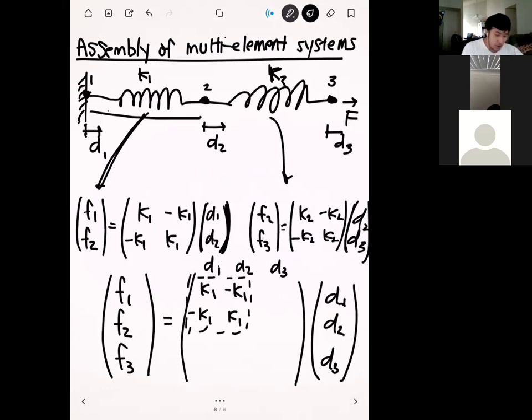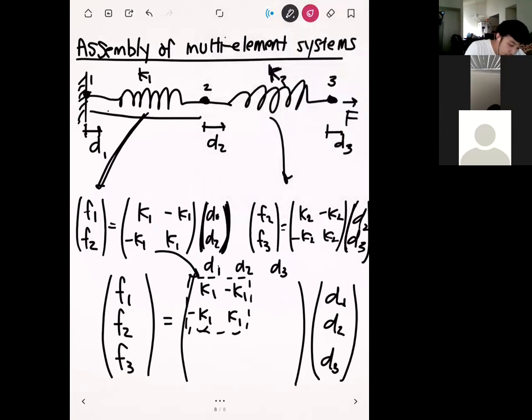What I've done right here is I've taken the element stiffness matrix from element 1 and put that into the global system. The reason I chose this location is because element stiffness 1 acts on D1 and D2, and so we put all of these into the D1 and D2 slots in the global system.